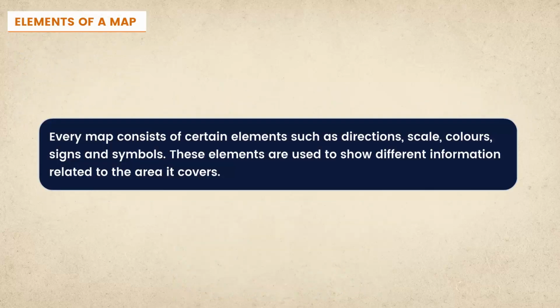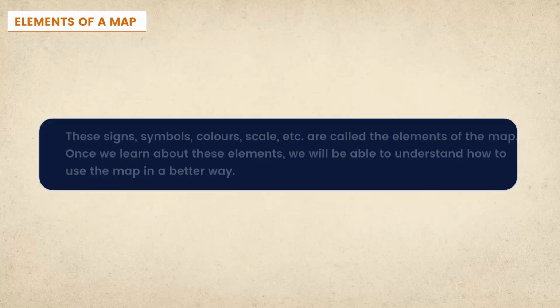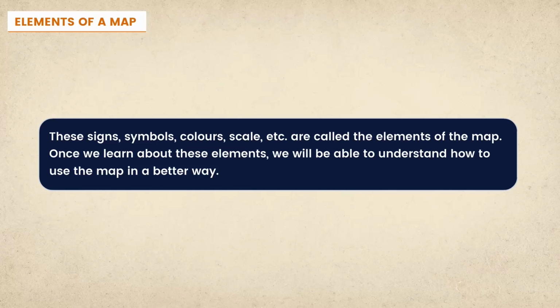Elements of a map. Every map consists of certain elements such as directions, scale, colors, signs and symbols. These elements are used to show different information related to the area it covers. These signs, symbols, colors, scale, etc. are called the elements of the map. Once we learn about these elements, we will be able to understand how to use the map in a better way.